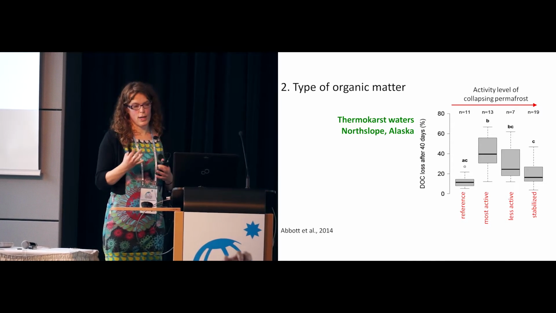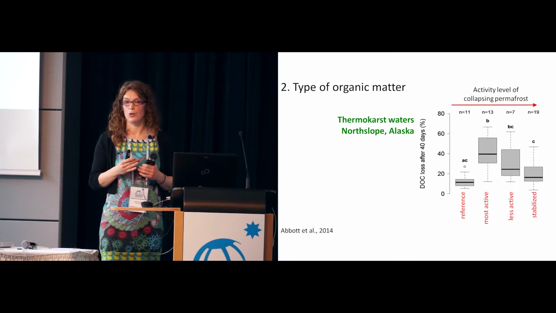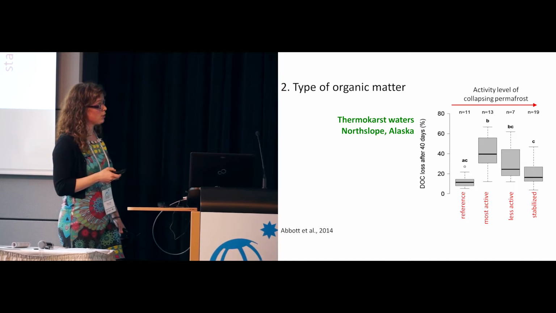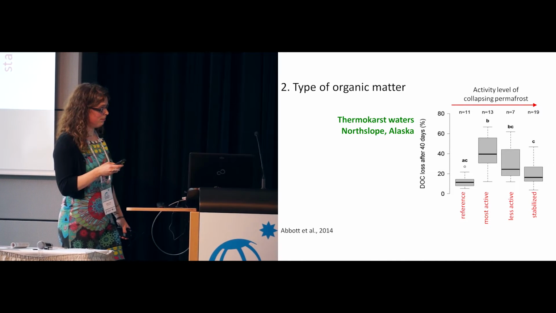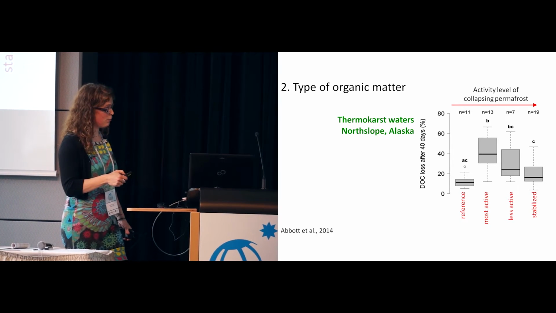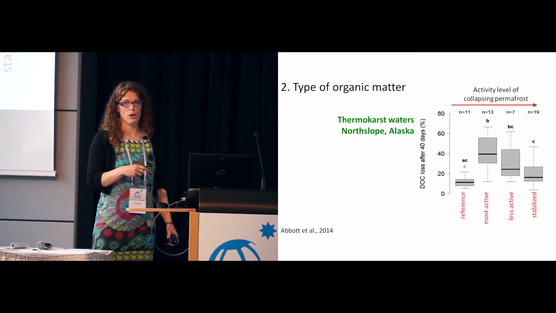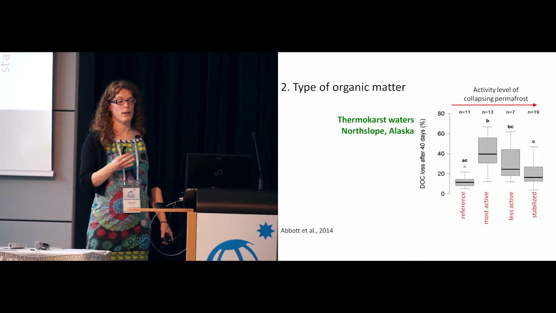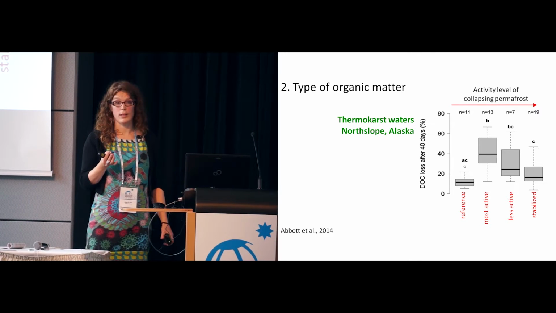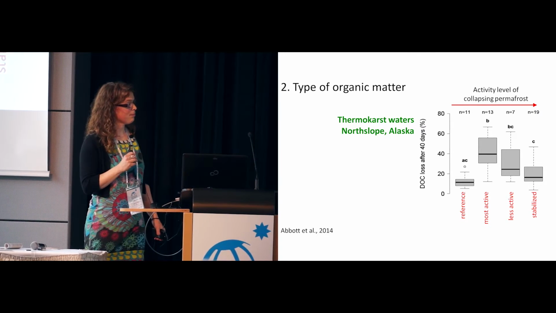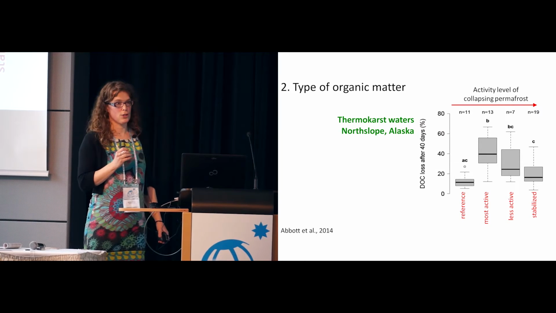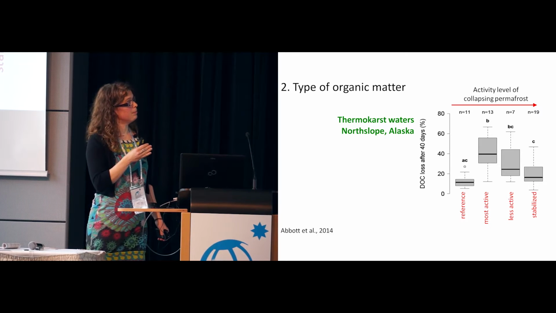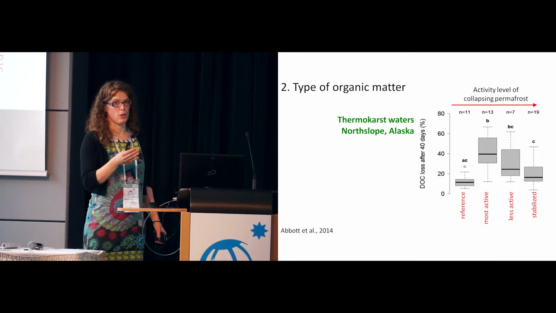Here, the composition of organic matter is important also to determine how labile it can actually be in the environment when it's released. So this is an example of a study where different thermokarst waters in Alaska have been sampled. And again here, the DOC lability has been assessed, but at different locations. And these locations represent different activity levels of collapsing permafrost.